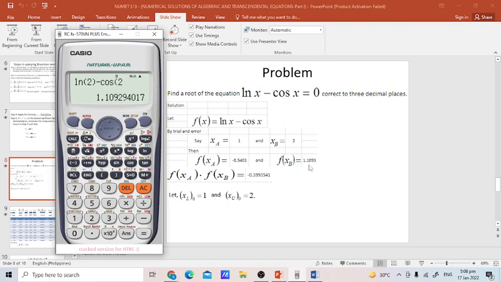So, therefore, we will accept. Okay? Kasi may change in sign over this interval from f of x sub a to f of x sub b. Negative 0.5403 to 1.1093. So, nagkaroon ng change in sign. Therefore, nandun yung root na hinahanap natin. Okay? So, proceed na tayo.